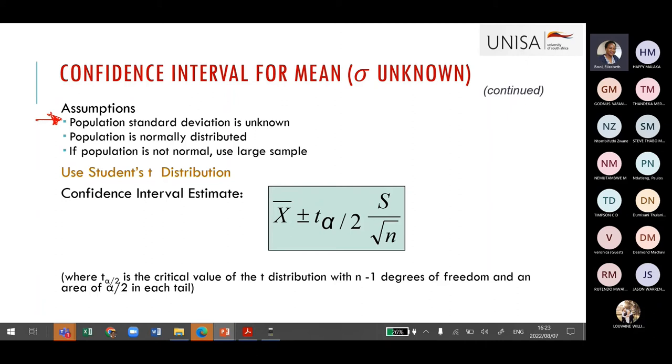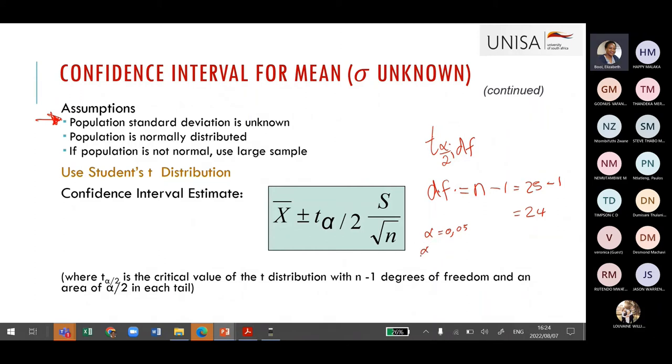We've already touched on the formula. It looks like this. Now, how do we find the critical value on the T table? It's different to how we find the critical value on the Z table. On the T table, we use alpha divided by 2 and the degrees of freedom. What do we mean by the degrees of freedom? The degrees of freedom is your sample size minus 1. So if I have a sample size of 25, it will be 25 minus 1, so my degrees of freedom will be 24.